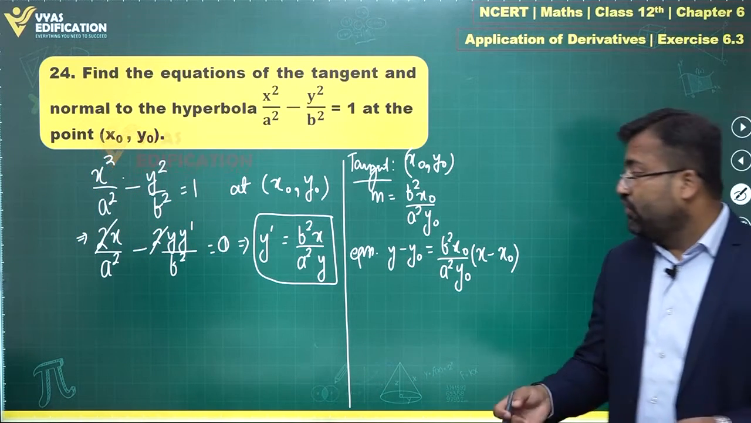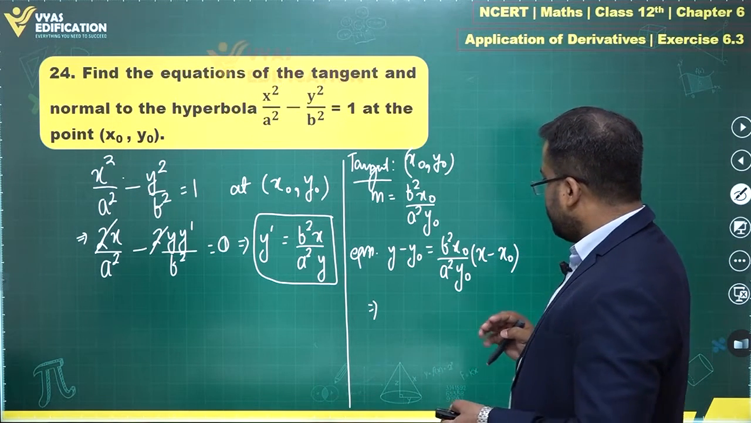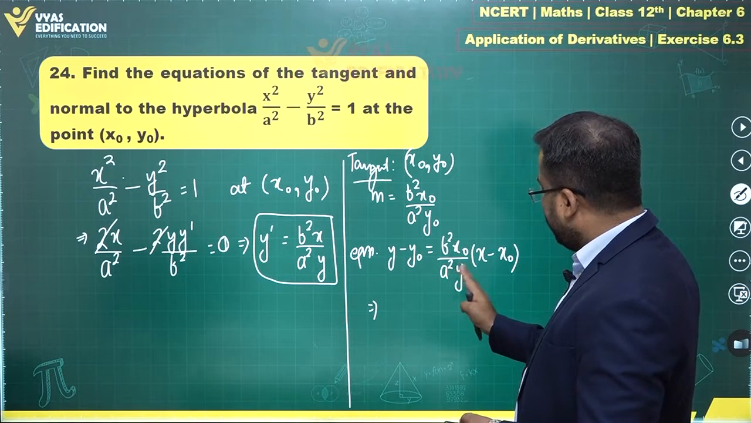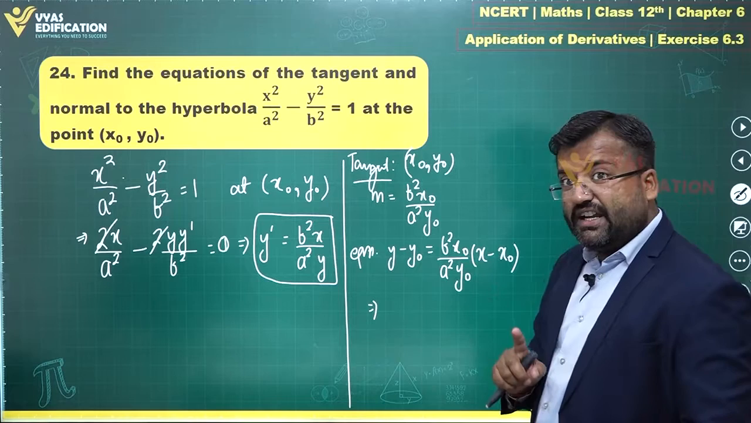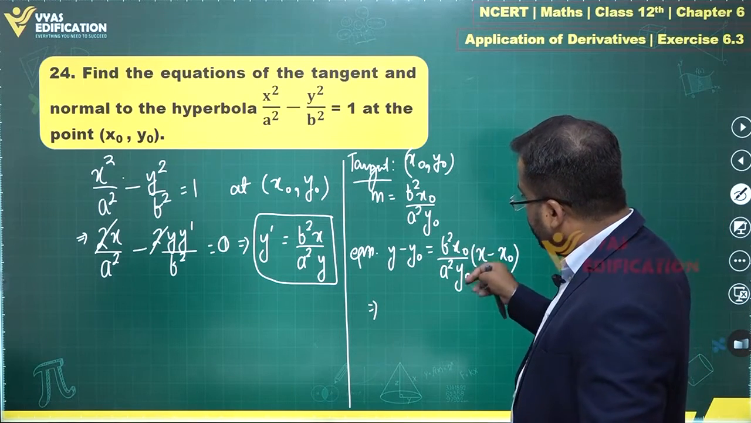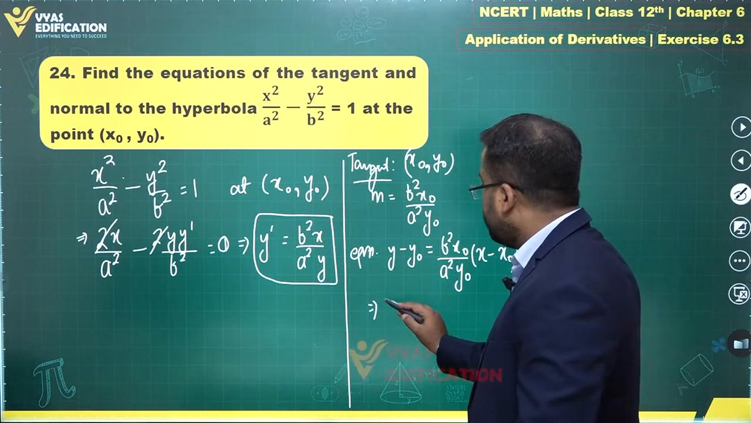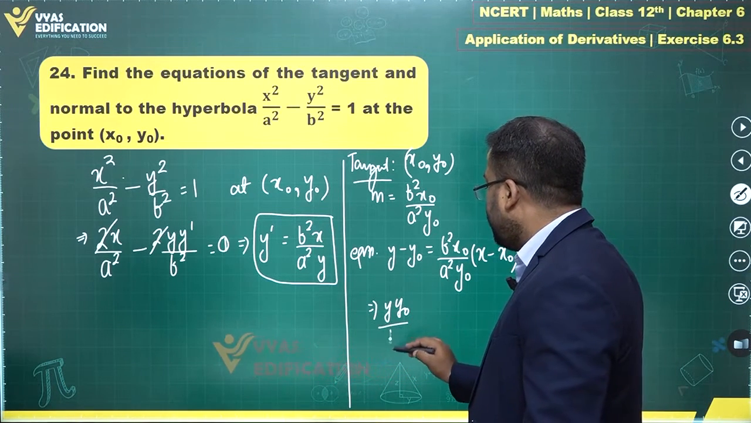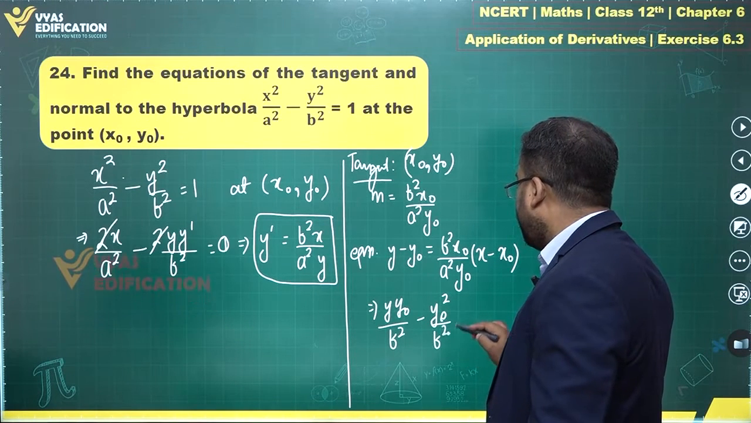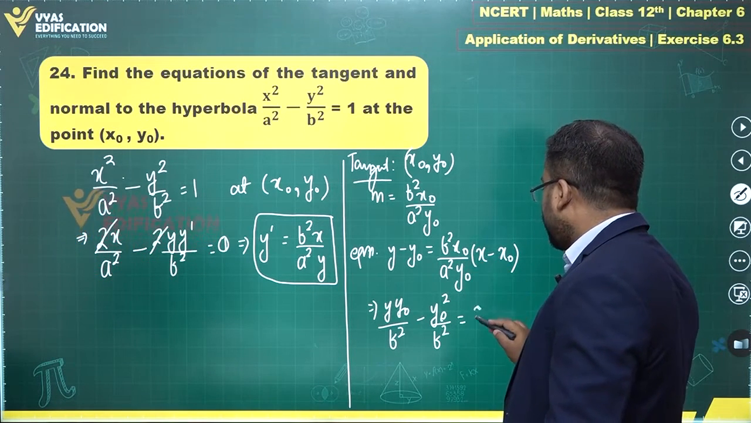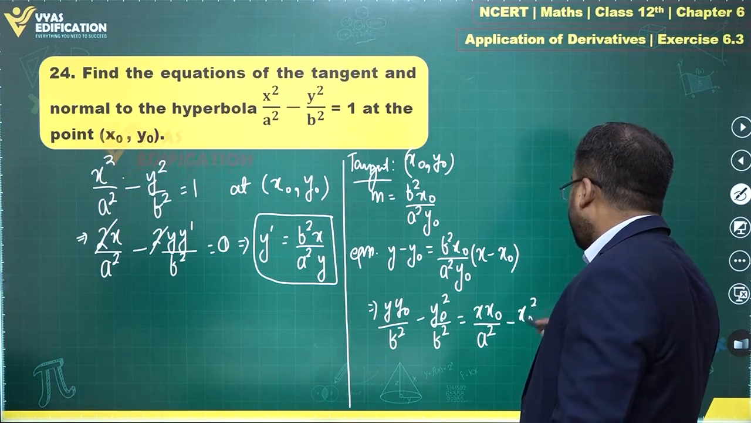Let's rearrange this whole thing somehow, and what do we get? What I'll do is x naught by a square, let it remain over here, and I'll multiply throughout with y naught upon b square. That's what we'll be doing. So this becomes y naught square over b square minus y naught square over b square is equal to x naught over a square minus x naught square over a square.